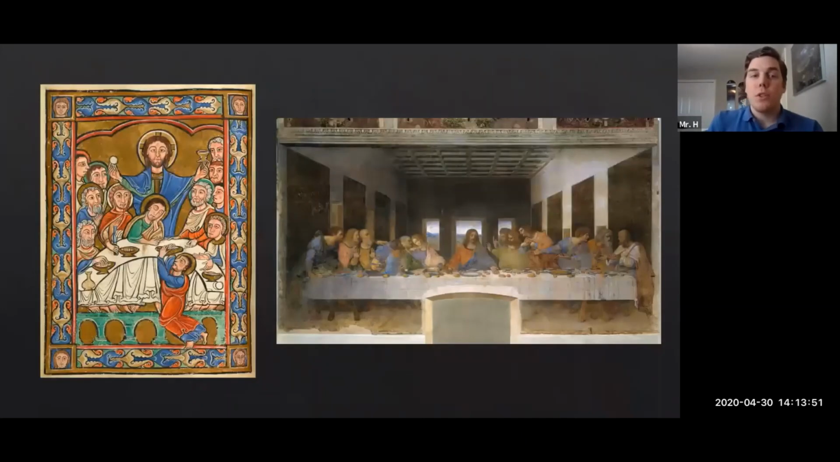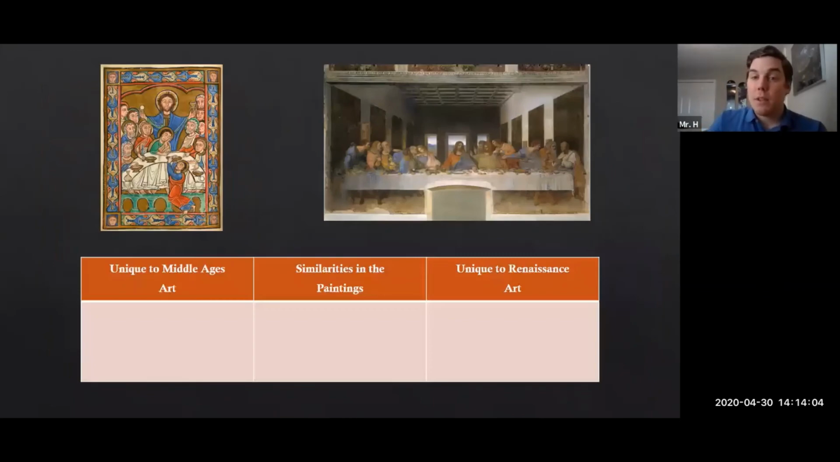The one thing I want you to do now is look at these two paintings. We can see they're both depicting the same scene, which is the Last Supper. But what I want you to do, looking at these paintings, and when you submit your assignments, is look at this table and think, what is unique about the medieval art, what is unique about the Renaissance art, and what are some similarities between the paintings. The PDF will be attached in the description below. You can fill out the blank chart that's on that PDF, and then submit it to my email when you're done.